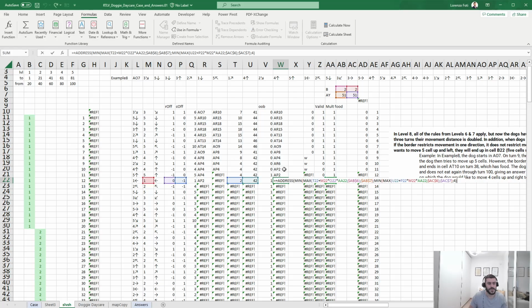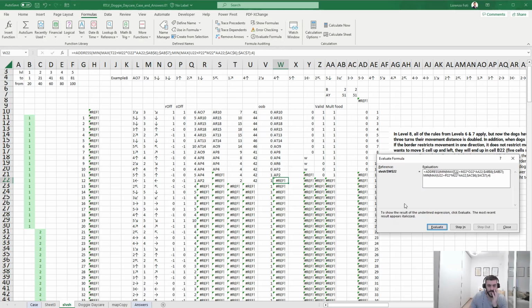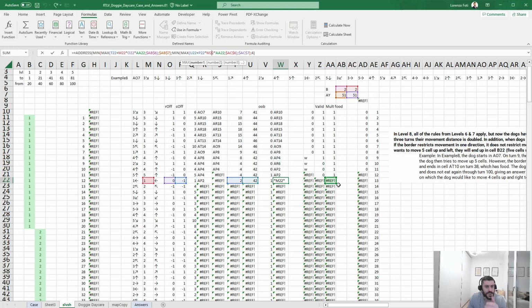Why? I'm getting her here. So AP2 is right. And then I want to go one left, so it should be simply AO2. But what is going on wrong here? I'm taking some error at some point. Ah, okay. That's the problem.